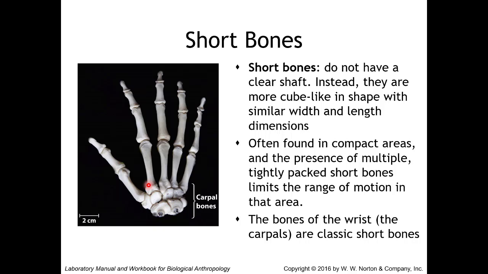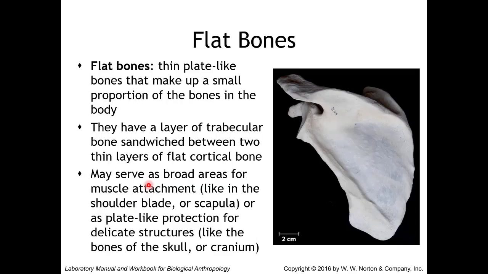Okay. Next, we have our flat bones. The flat bones are thin plate-like bones. They make up a small proportion of the bones in the body. They have a layer of trabecular bone that is sandwiched between the 2 thin layers of flat cortical bone. So there's a little bit of trabecular bone there. They may serve as broad areas for muscle attachment, like we see here in the shoulder blade or the scapula, right?